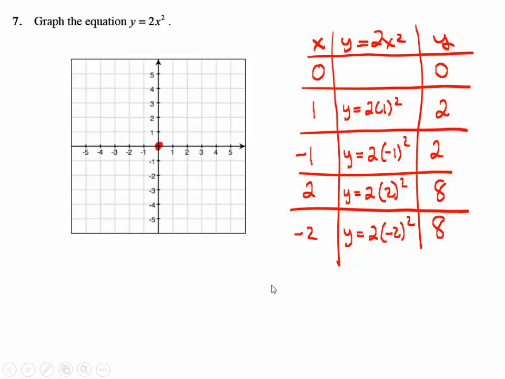So 0, 0 is my coordinate. 1, 2. -1, 2. Alright, 2, 8. Looks like this is 5. This has to be 6. So I'm going to eyeball it a little bit. That would be 7 about here somewhere. That means 8 is about here. So that means 2, 8 is generally about right there somewhere. Cool. Other side, same thing.